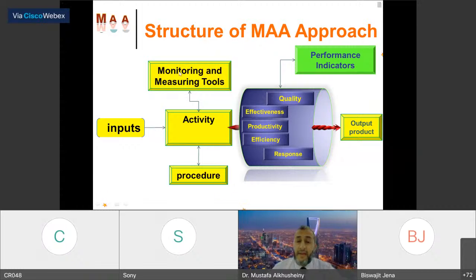And in order to get scientific, clear parameters, we have to use performance indicators.